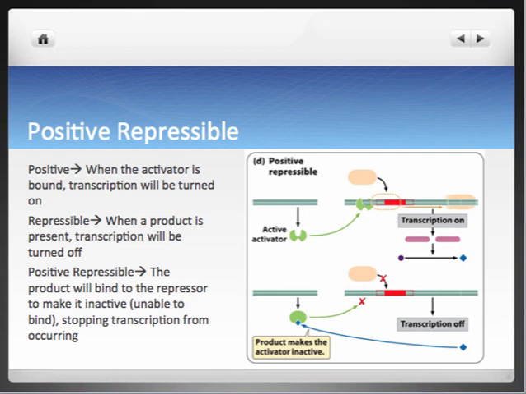I hope this kind of cleared up what is going on with these four different types of operons. It's really easy to understand how all of this fits together and what has to happen if you break down what the two words mean and see how they work together for transcription to be on or off.